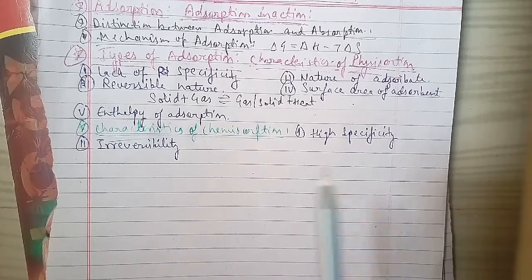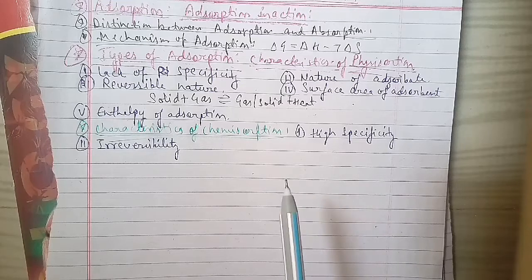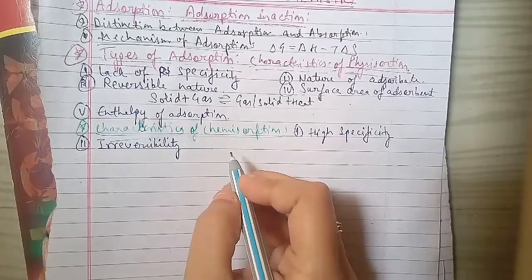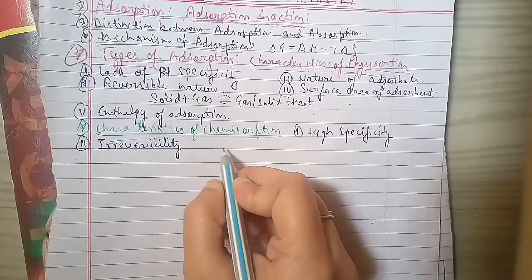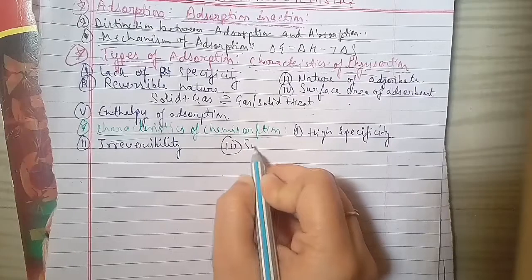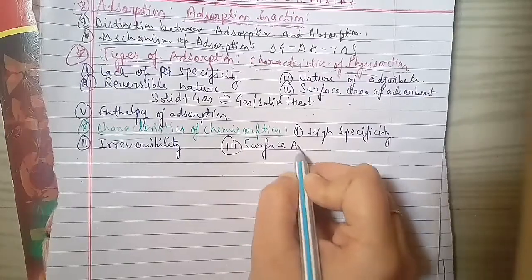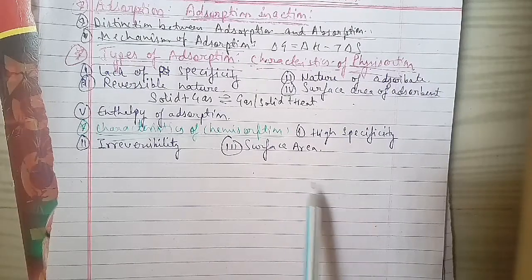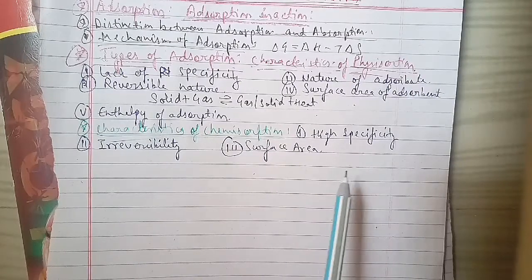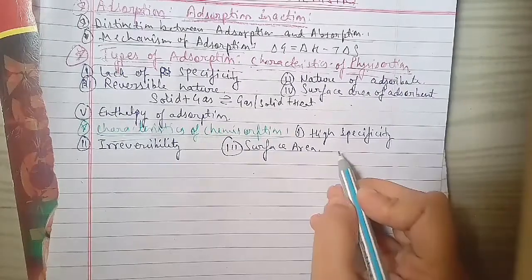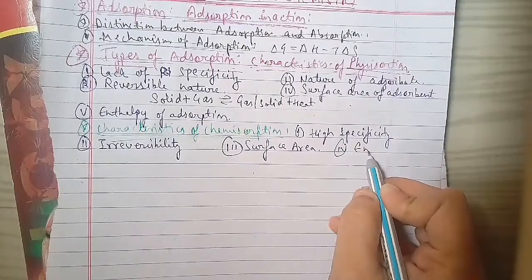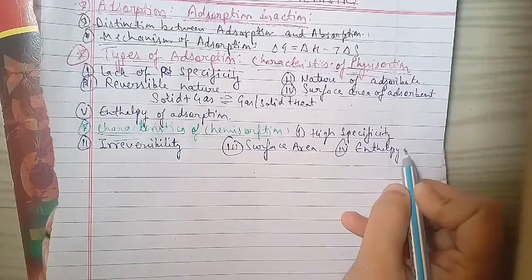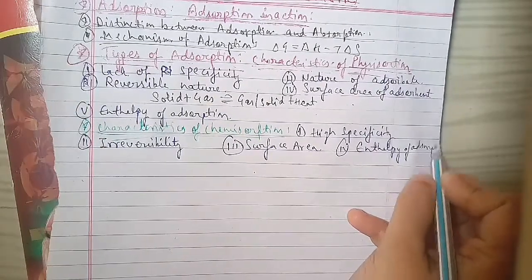We'll talk about the third characteristic, which is the surface area. Like physical adsorption, chemisorption increases with increase of surface area of the adsorbent as well. And the fourth one is the enthalpy of adsorption. The enthalpy of chemisorption is high, like 80 to 240 kJ mol⁻¹, as it involves chemical bond formation as well.